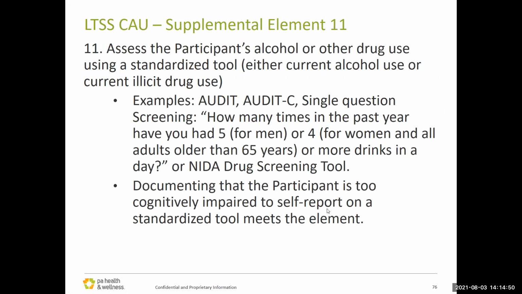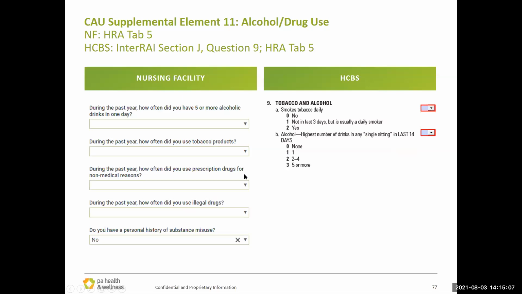For supplemental element 11, this is assessing the participant's alcohol or other drug use, and this needs to be done using a standardized tool or documenting that the participant is too cognitively impaired to self-report for the standardized tool. So the standardized tool that we're going to use is in the HRA tab 5. So this is for nursing facility and HCBS. It inquires about alcoholic drinks and illegal drug use. And then in addition for HCBS, there is a section in the NRI section J for the alcohol use.